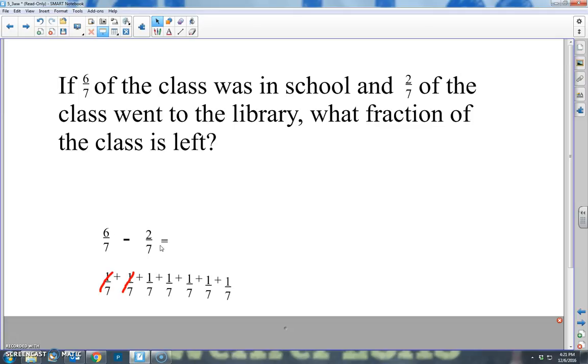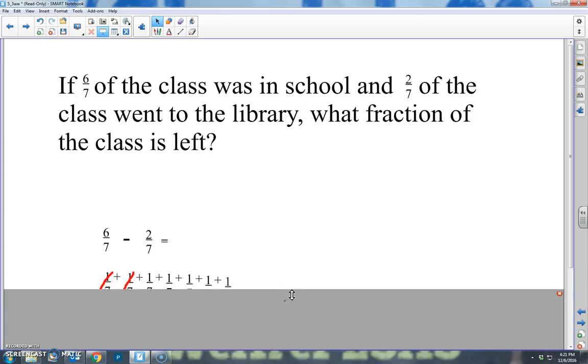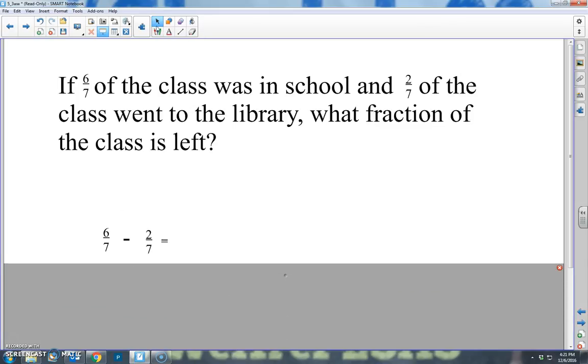So this says actually we have 6/7. That doesn't even make sense. See how we just do this. Perfect. 6 minus 2 is 4. 7 minus 7 is 7 in this. We keep the denominators the same. That just slides right over. Nothing else changes.